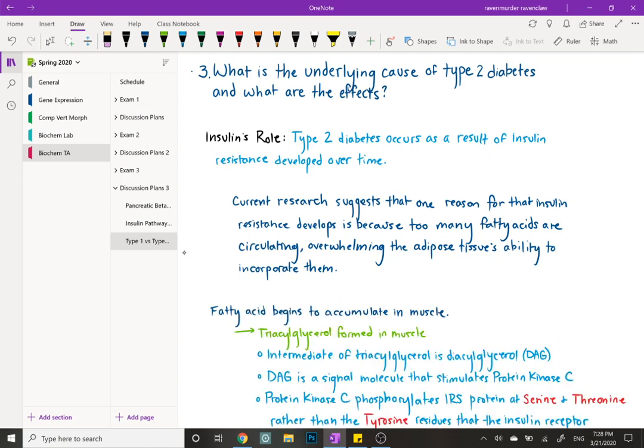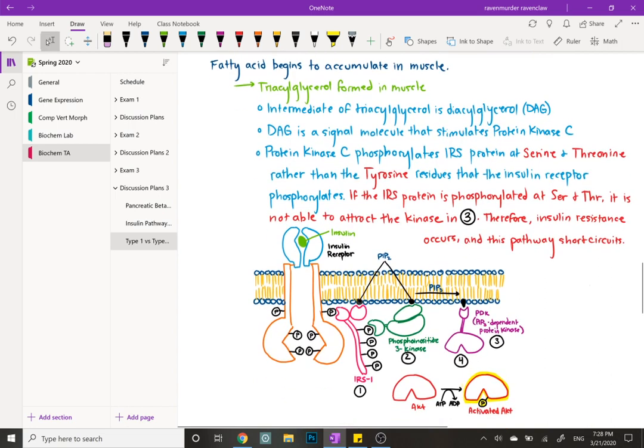So, we'll go over this with a picture because it's a little bit easier to visualize. Basically, because there are so many fatty acids circulating in the blood, fatty acids begin to accumulate in the muscle. Triacylglycerol is formed, and one of the intermediates of triacylglycerol is diacylglycerol. Diacylglycerol is a signaling molecule that stimulates protein kinase C, and protein kinase C phosphorylates the IRS protein at the serine and threonine residues rather than the tyrosine residues that the insulin receptor phosphorylates.